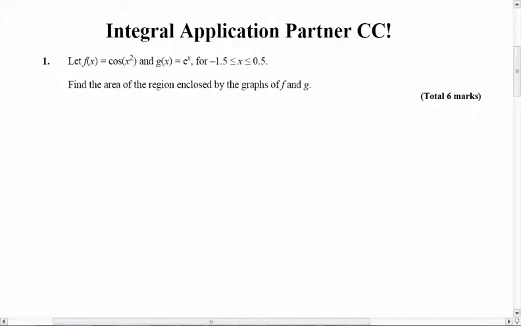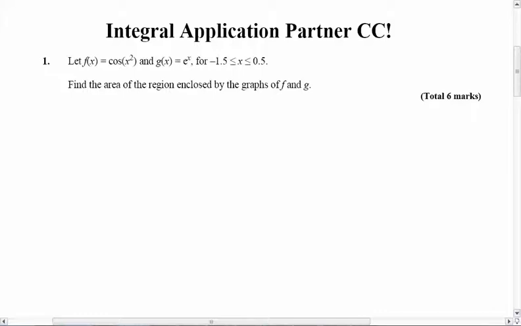The first two will be shorter ones, about 6 marks, so 6 points, 6 minutes each, and then the last one will be a little bit longer, 14 minutes. And so we're going to try to get all of this done in less than that amount of time. Since I'm talking, it might take a little bit longer, but we'll see.